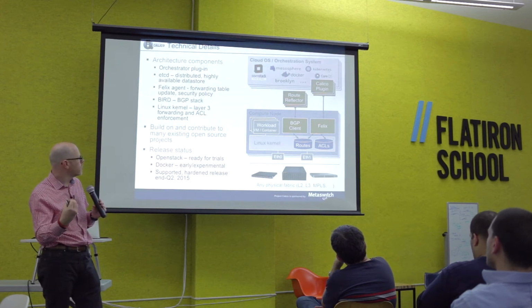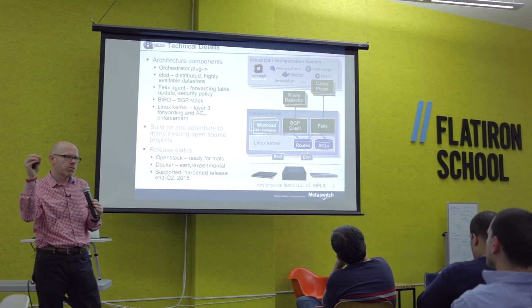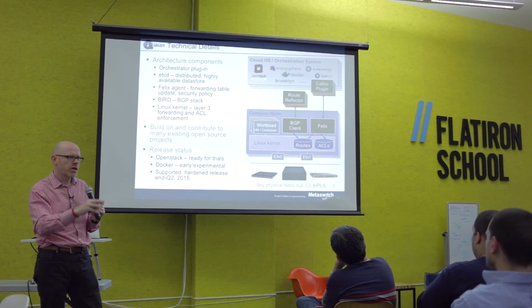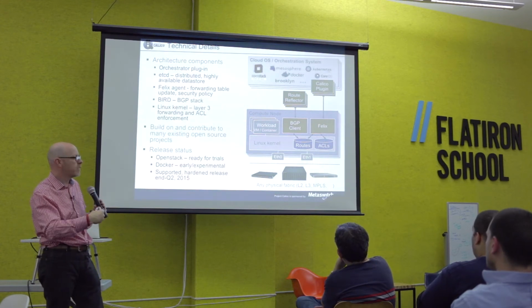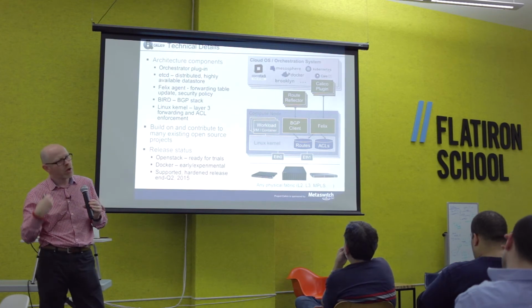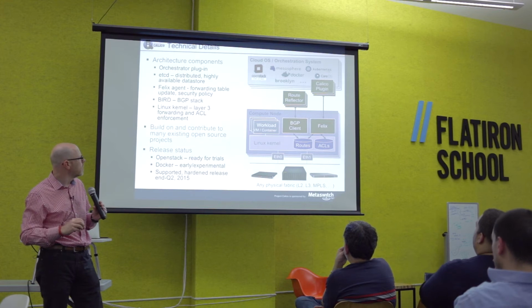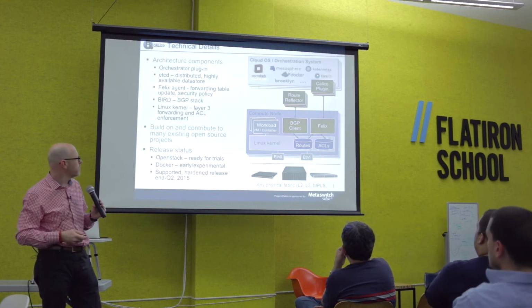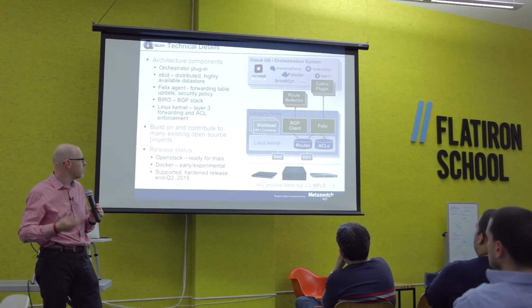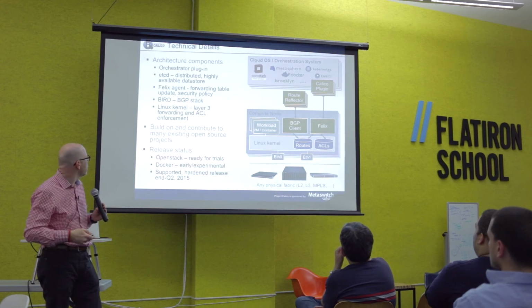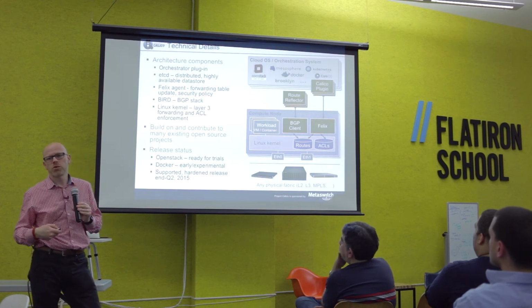We have an agent which runs on each compute node, which programs information about a new workload that's been created on this machine into the routing table in the Linux kernel, programs policy into the Linux kernel ACL table, and then all the packets coming in and out of that machine go through that routing table and ACL table. So we're using a lot of existing open source projects here.